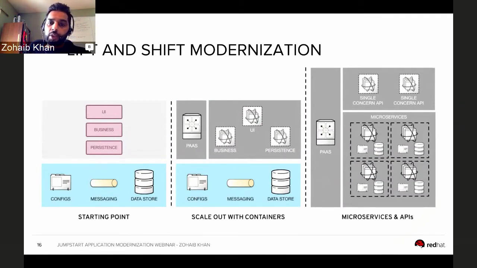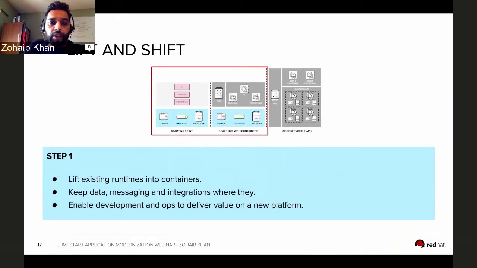So let's see how that looks like and how do we actually go from starting point to the point of maturity. So the first step in the lift and shift is we lift the existing runtimes into containers, but we leave the harder bits, which are the data, the configuration, the messages, where they are. So in the first step, in this particular example, I'm showing an application which is cleanly architected with UI, business logic, and persistence. That was the typical architecture that everybody was developing 10 years ago, for example. So if you have this kind of separation, or even better, you have clean separation in terms of vertical entities, you can actually easily lift them into containers and deploy them into containers while continuing to use your Oracle or Sybase or SQL Server or whatever, wherever they are.